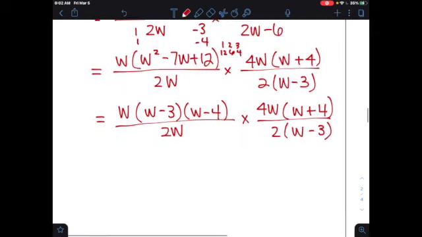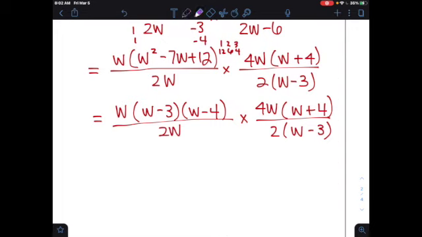Alright? And then when you do that, you can cancel things out: w cancels with this w, and then you'll have the 2. Actually, this 2 and that 4 can cancel out, because 2 times 2 is 4. W minus 3, w minus 3. But there's nothing else that can be canceled because one of them is w minus 4, the other one is w plus 4. You cannot cancel. So in this case, it's going to be w that's left on top over w minus 4 times w plus 4.